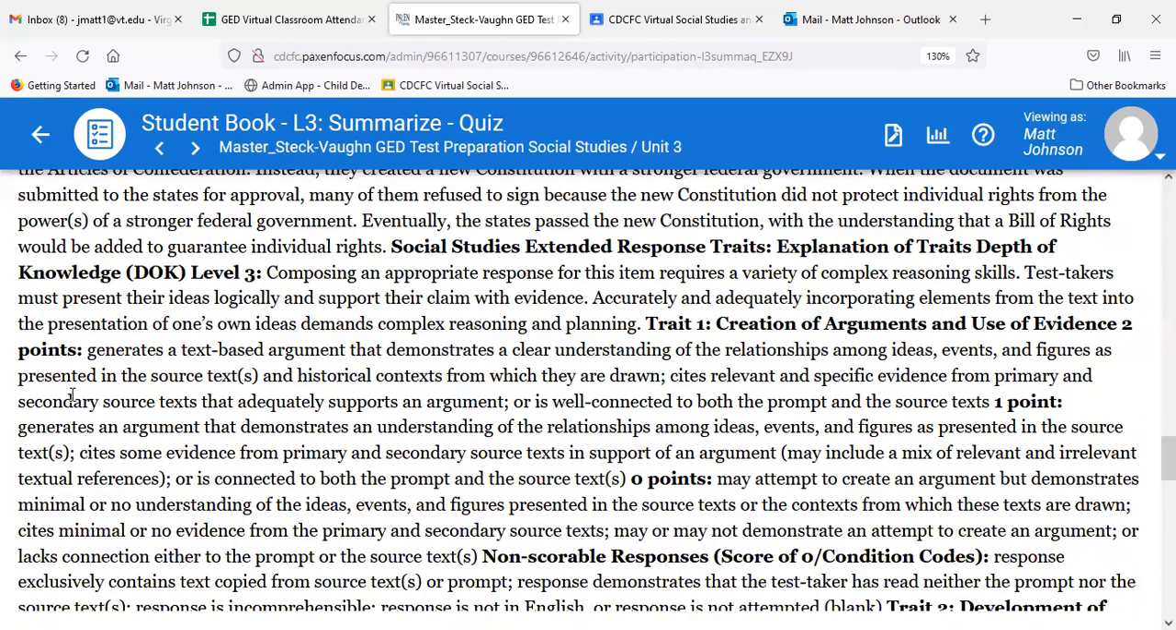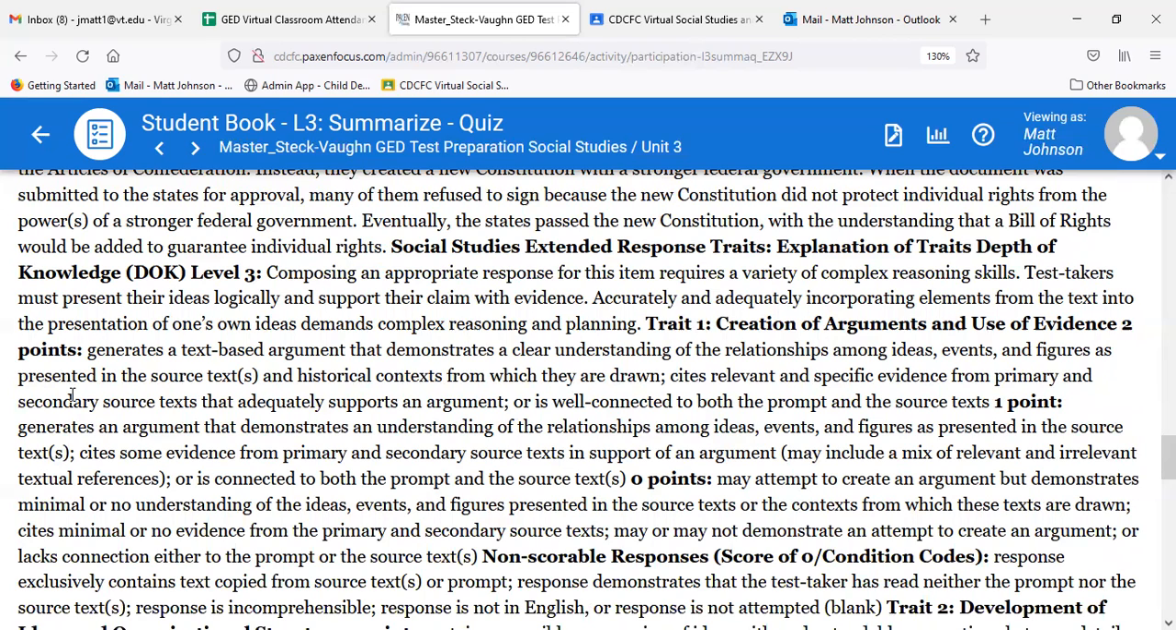So the next one, creation of arguments and use of evidence. Exactly what we did, right? Generate a text-based argument that demonstrates a clear understanding of the relationship among ideas, events, and figures as presented in the source text. It may not be a strong argument, we're going to get to a better argument, right? This was more informational. The next one, when we get to the workbook, we're going to talk about Thomas Paine, and we'll see more of an argument presented. But you want to make sure that you understand the argument.